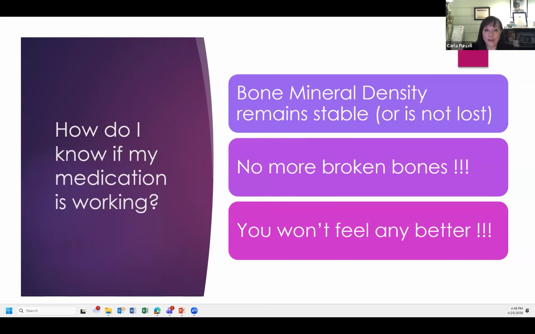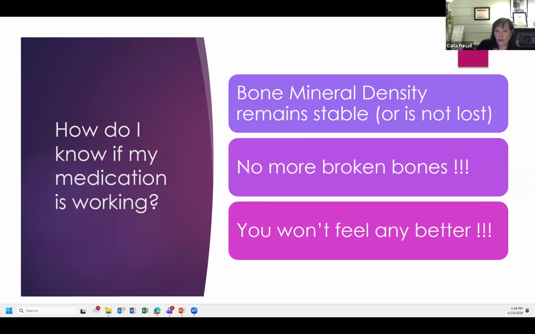You know it's working because you haven't broken any more bones, and you know it's working if your bone density remains stable. Like I said, for the most part, we don't expect to see a big improvement in your bone density. They're not going to prevent you from falling, but they might prevent the break that happens from the fall. So that's how we know that your medication is working, that you don't break.